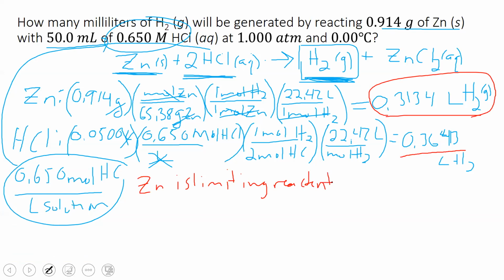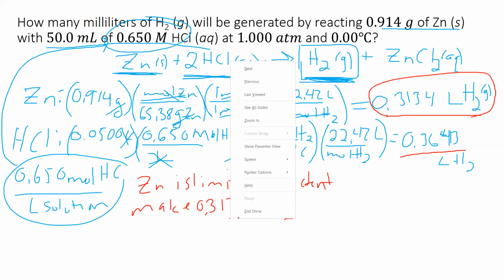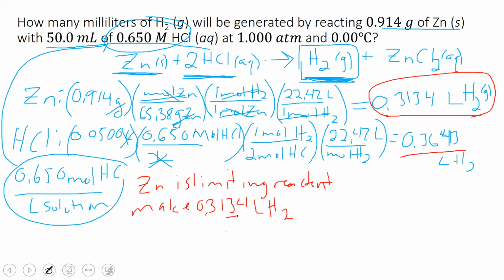Okay, so if zinc is the limiting reactant, then we only make 0.3134 liters of H2. And if we look at our sig figs, we should have 3 sig figs in this value.